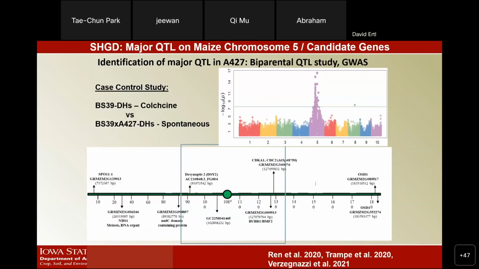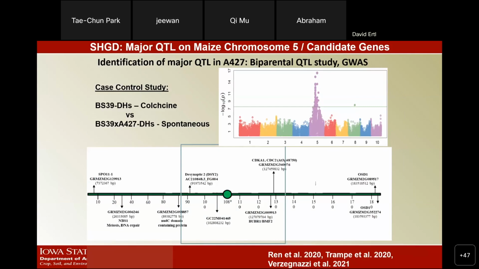We then moved on in follow-up PhD studies to do biparental QTL mapping. That revealed that there's a major QTL on chromosome 5 near the centromere of chromosome 5. And Anderson Bersignazzi was doing a case control study.